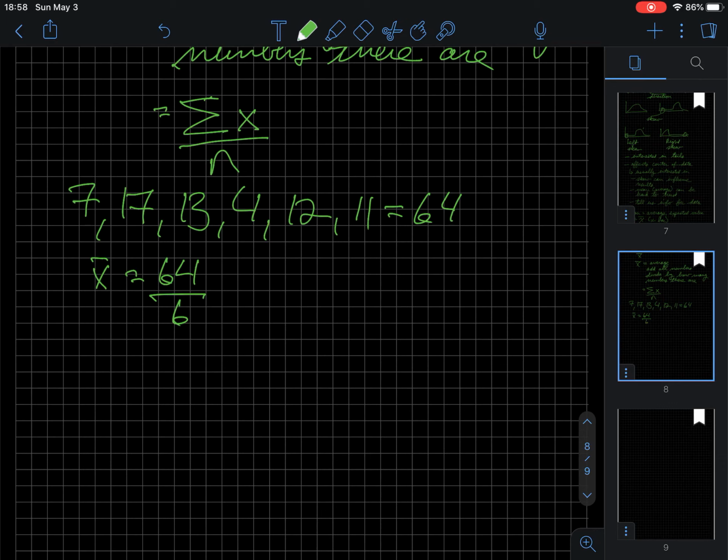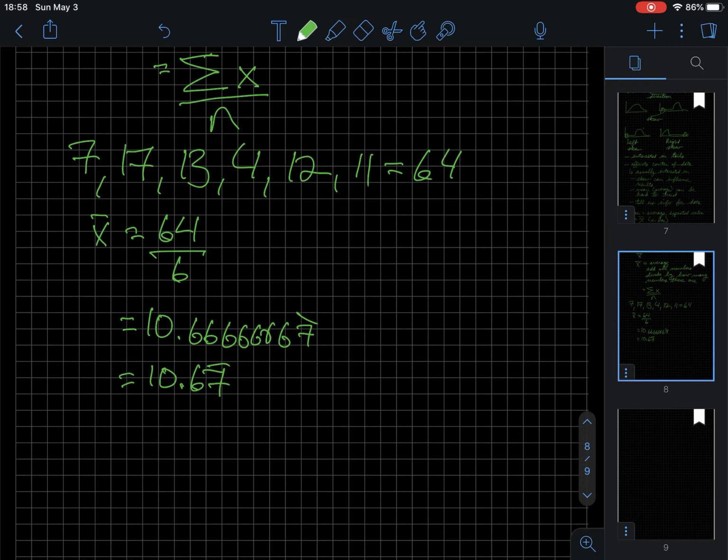So it'd be 64 divided by 6, and this is going to equal 10.66666667. For our purposes in this class, unless stated otherwise, we usually round to 10.67 and call it there. Sorry, I'm going to erase that. So this is going to equal 10.67. That's how you find an average. Pretty easy, not too hard to figure out.